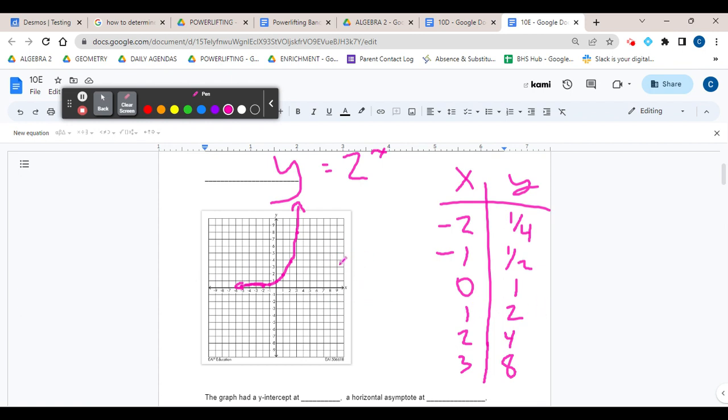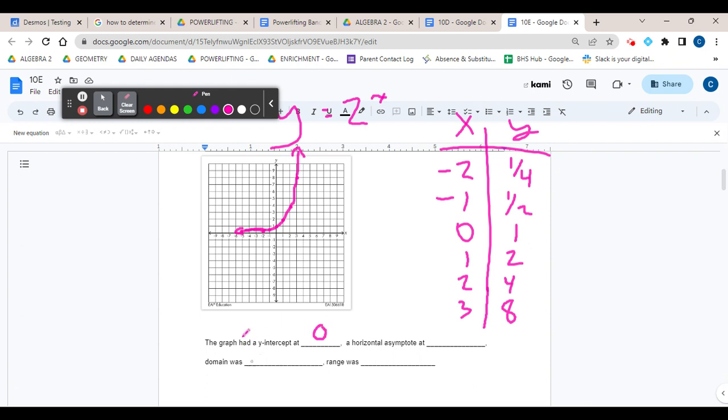So this graph had a y-intercept at 0. We had a horizontal asymptote at y equals 0, which is also the x-axis. All right. The domain was all real numbers. And the range was y is going to be greater than 0. Not greater than or equal to 0. It would just be greater than 0 because, again, it never touches 0. Gets infinitely close, but it's an asymptote, never hits 0. Okay? This is the parent exponential function.